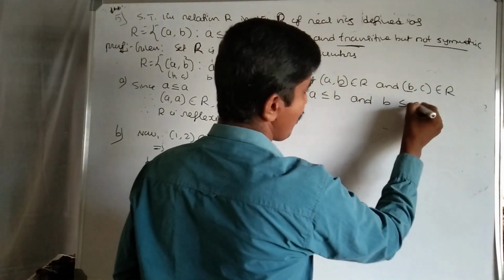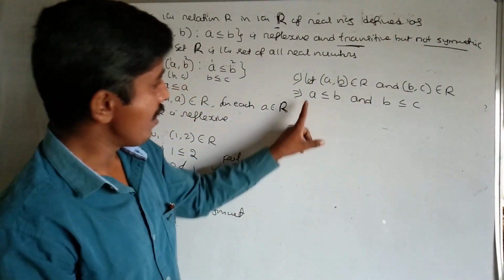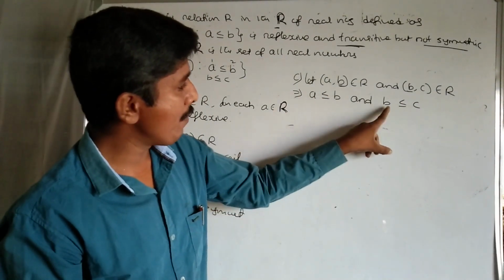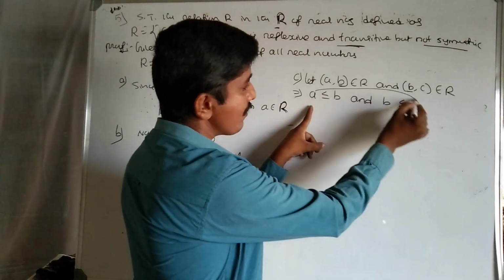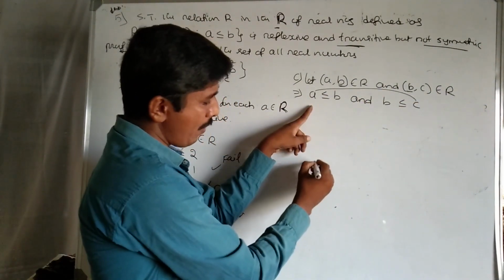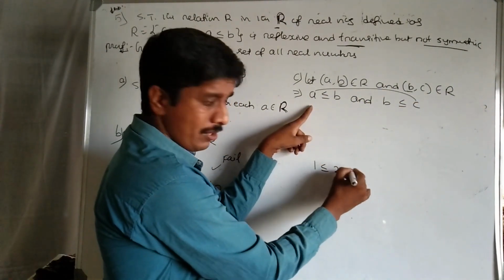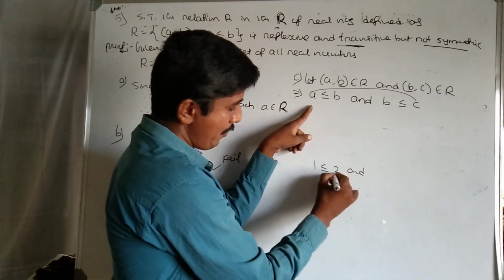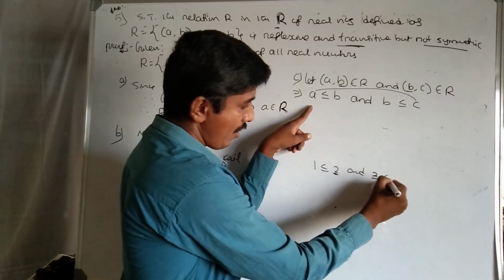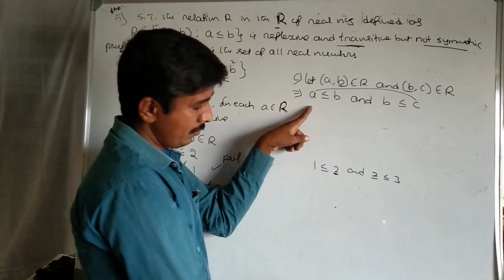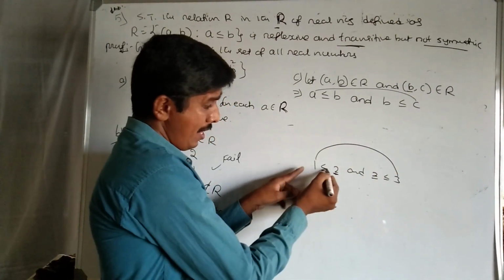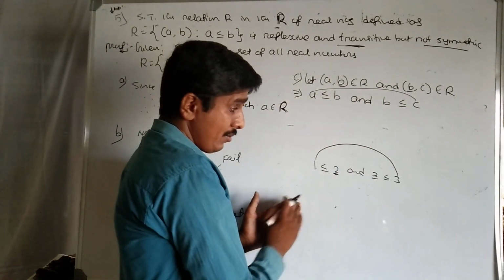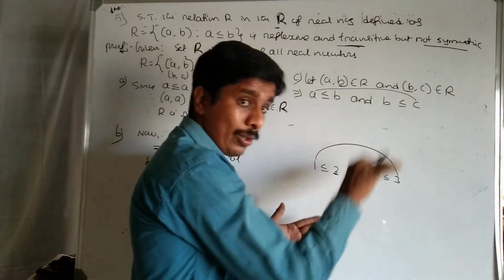B is less than or equal to C. A is less than or equal to B and B is less than or equal to C. Then what is the relation between A and C? I am taking one example. Take 1 is less than or equal to 2. Suppose the same element 2 again, take 2 is less than or equal to 3. Then what is the relation between the first one and the last one? 1 is less than or equal to 2 and this 2 is less than or equal to 3.